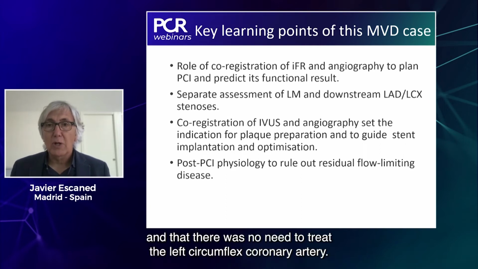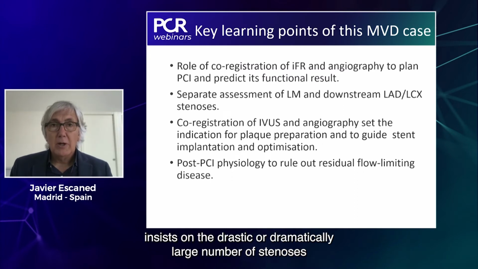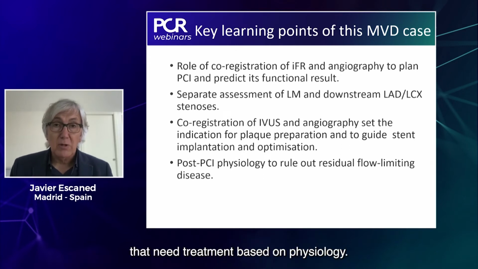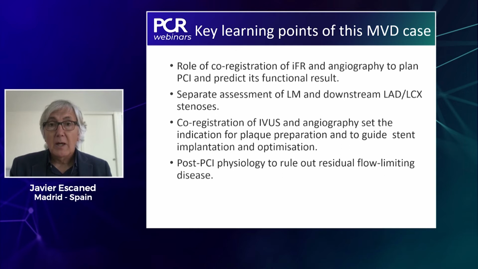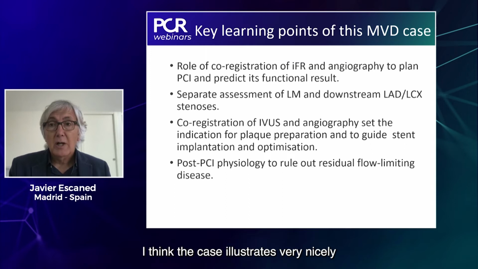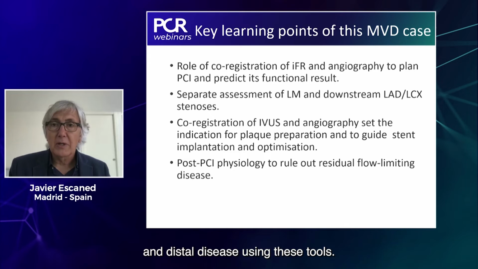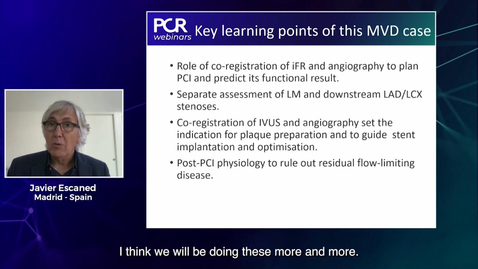We knew that there was no need to treat the left circumflex coronary artery, and every study in the field of multivessel disease physiology insists on the dramatic reduction in the number of stenoses that need treatment based on physiology. As a complement to the lecture by Robert Jan, I think that the case illustrates very nicely how you can separate the hemodynamic contribution of the left main and distal disease using these tools. And I think that we will be doing this more and more.